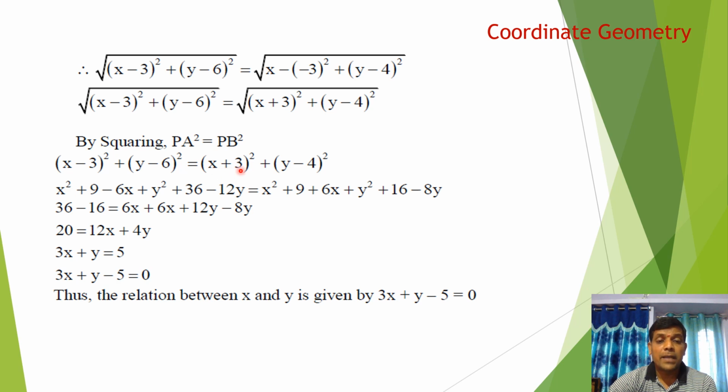Equals (x + 3) whole square. It is in the form of (a + b) whole square, written as a square plus 2ab plus b square. a square means x square, plus b square means 3 square, 3 into 3, 9, plus 2ab, 2 into x into 3, 6x. Plus (y - 4) whole square, in the form of (a - b) whole square: y square plus b square, 4 into 4, 16, minus 2ab, 2 into y into 4, 8y.